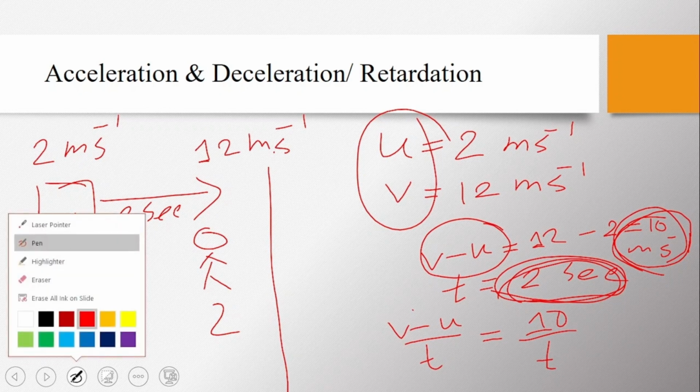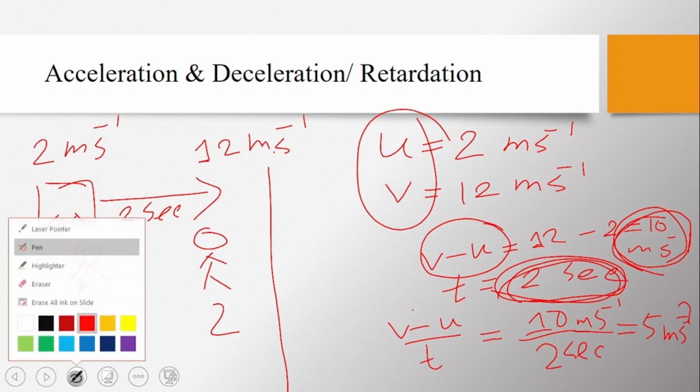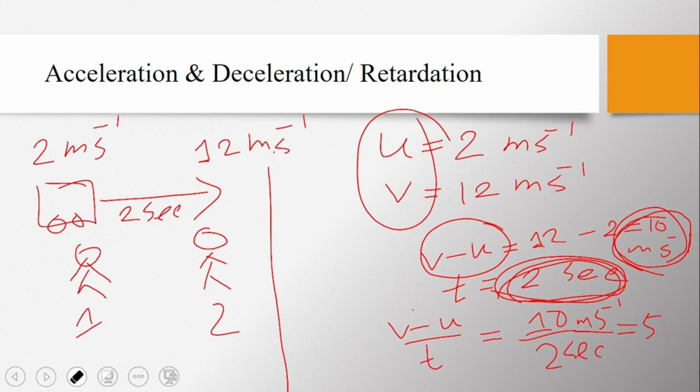So what is the value of time? Yes, 2 seconds. 2 seconds, 10 meter per second. So what is the answer? 5, right. So 5 meter per second square. I will explain why it is square. 5 meter per second square, right? Okay, per second square.